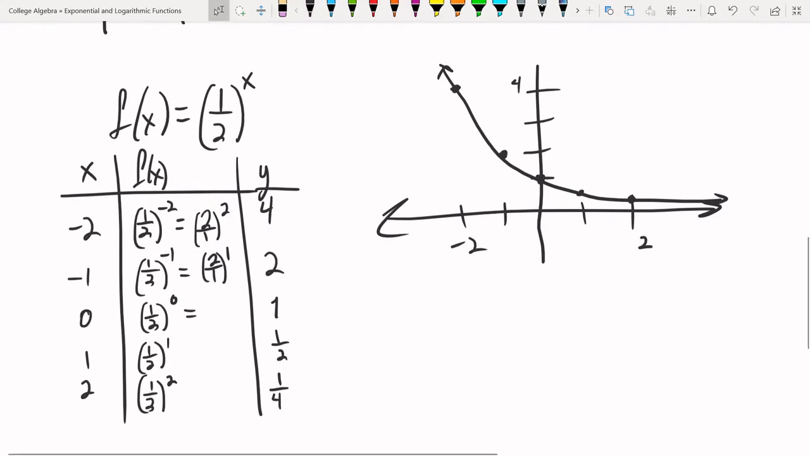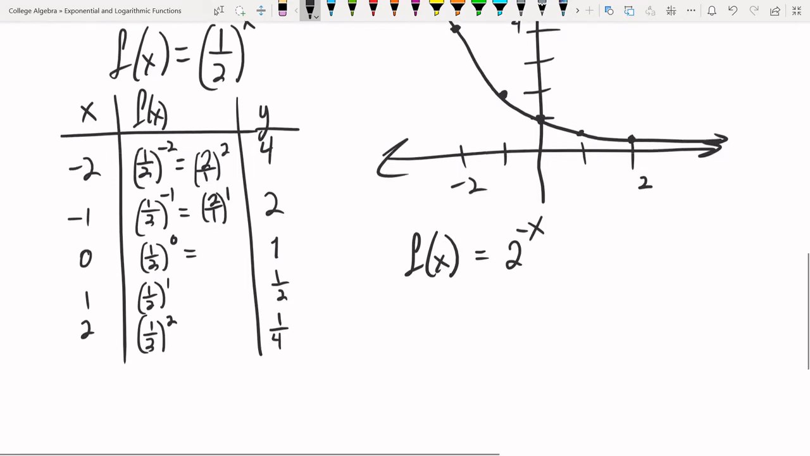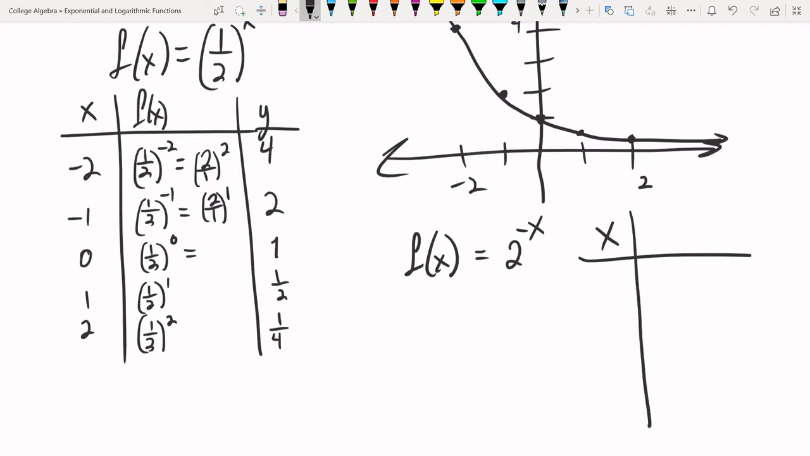Now, let's look real quick at this function here. Let's look at the table of values. So let's say we have, again, the same 5 that we've been using. Now we have 2 to the power of negative x, so with x = -2, 2 to the power of negative (-2) is 2 to the positive 2. And that gives you 4.